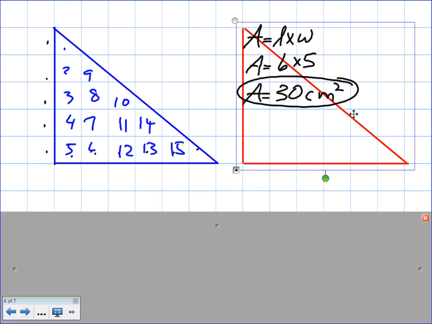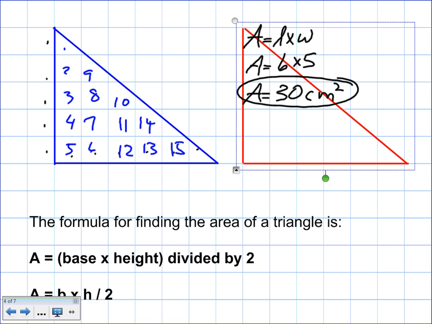So let's find the area of a triangle. The formula for finding the area of a triangle is base times height divided by 2. And we divide it by 2 because those two triangles can be separated to create the rectangle. So let's use the formula and see if we're correct. So area equals base times height, and let's label these.